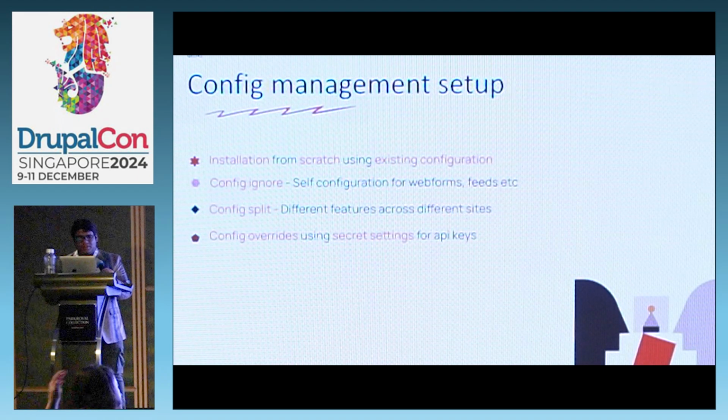Then we added Config Split because different sites are going to need different features, and Config Split is the best way to basically categorize different sites. And we created the feature based splits as well, so that if a site wants multilingual features, for example, we can just enable it on one site only and not enable it on every site.